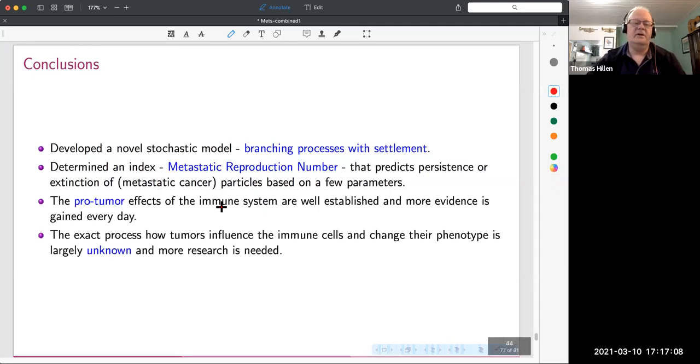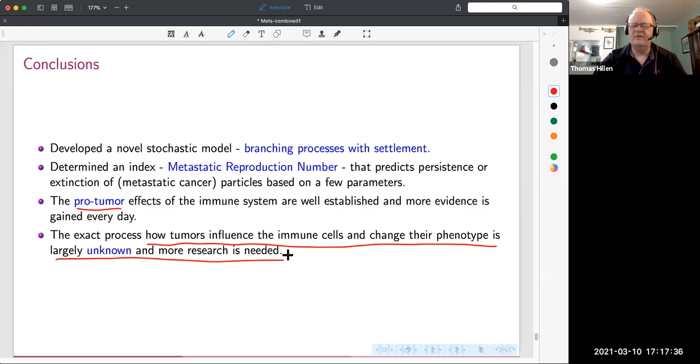Then in the second part, I looked at the pro-tumor effects of the immune system. And including the pro-tumor effects, you can all of a sudden explain all these strange observations of metastasis blow-up, injuries, immunotherapies and so on. Now, how the education works, how tumor cells influence the immune system and change their phenotype, is very much unknown, and more research is needed, and more research is also being done in this direction.